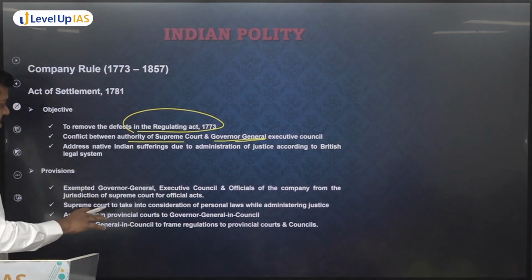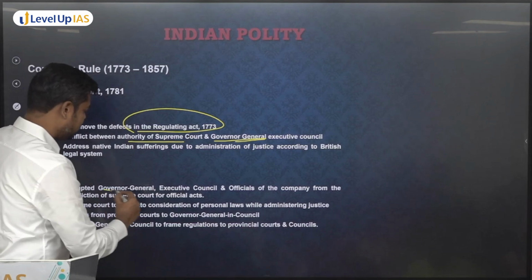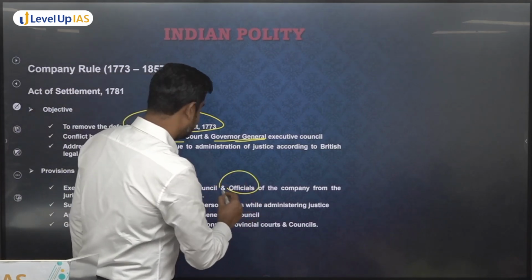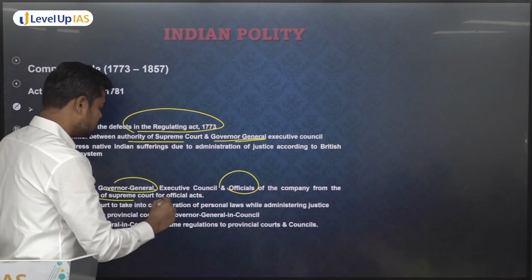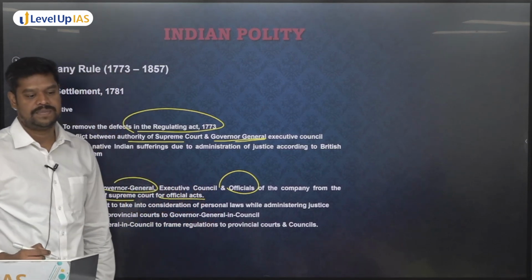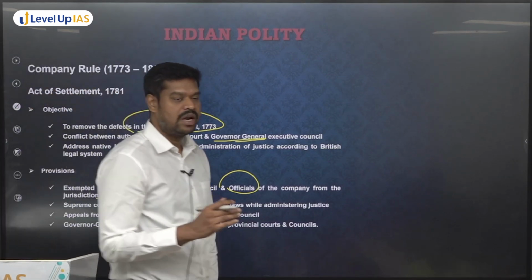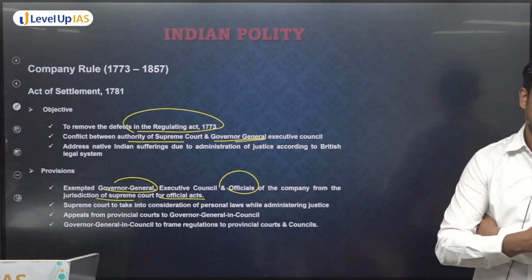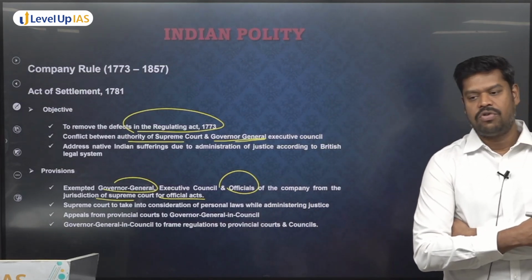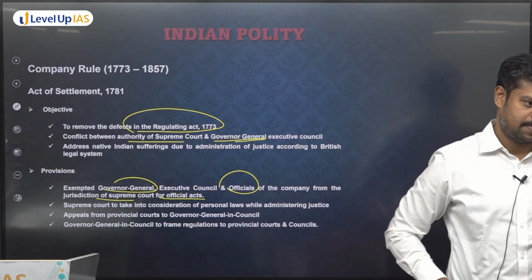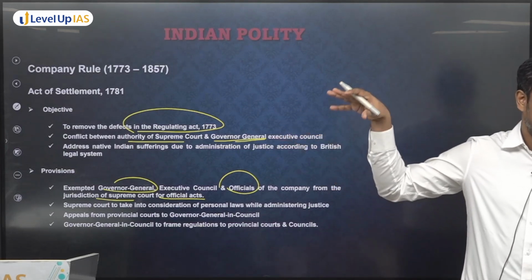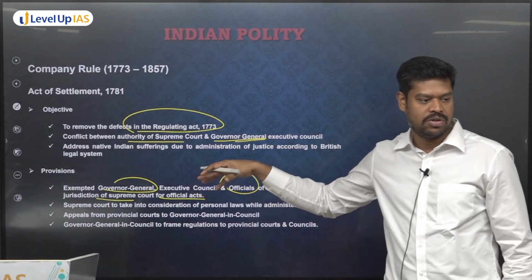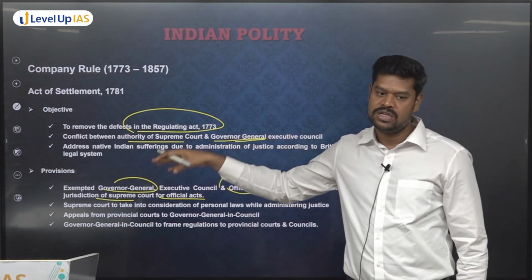So the first change that was brought in is that it exempted the Governor General and his executive councils and the officials of the company from the jurisdiction of the Supreme Court for their official acts. So that means for their official acts, when they are discharging their duties and responsibilities as a servant of the company, they will not fall within the jurisdiction of the Supreme Court. So they will fall within the disciplinary control of whom? They will fall within the disciplinary control of the Governor General in Council.